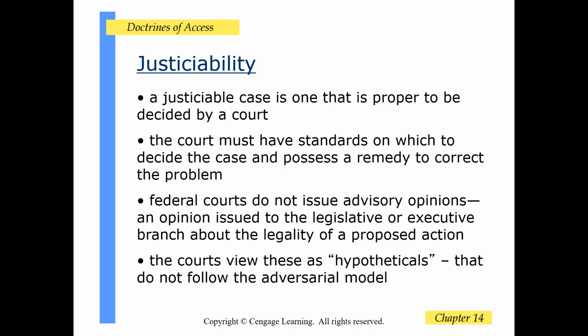Let's talk for a moment about doctrine of access, and in particular, justiciability. A justiciable case is one that is proper to be decided by a court. The court must have standards on which to decide the case and possess a remedy to correct the problem. Federal courts do not issue advisory opinions, an opinion issued to the legislative or executive branch about the legality of a proposed action. Instead, the courts view these as hypotheticals that do not follow the adversarial model.